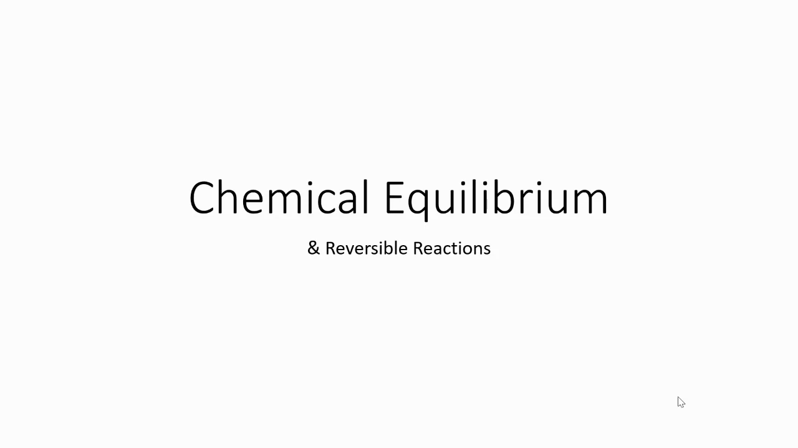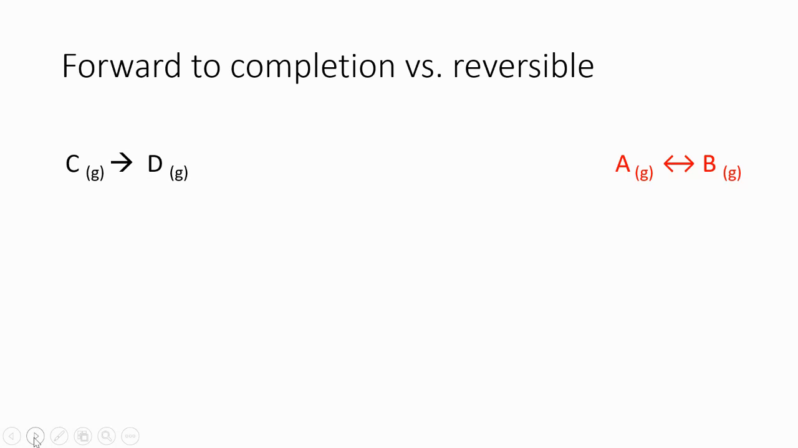Today, we're going to start off a new unit on chemical equilibrium and reversible reactions. And in starting, what I want to do in this video is just talk about the difference between the types of reactions that we're used to seeing so far this year, which are forward reactions, versus reactions that are reversible, can go in either what we call the forward or the reverse direction.